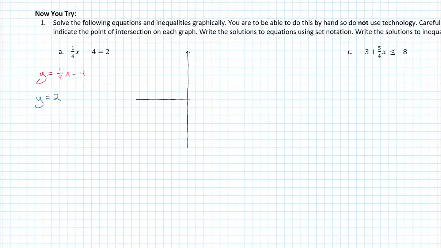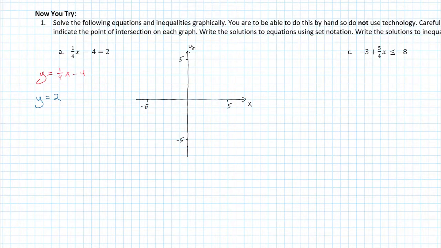This one doesn't look too bad with the y-intercept for the first one being -4 and for the second one being 2. And let me be clear there, the y-intercept for the first one is the point 0, -4. The y-intercept for the second one is the point 0, 2. So let's just go by ones here. Put a scale, label my axes. I've got that. I'm going to go ahead and graph the first line.